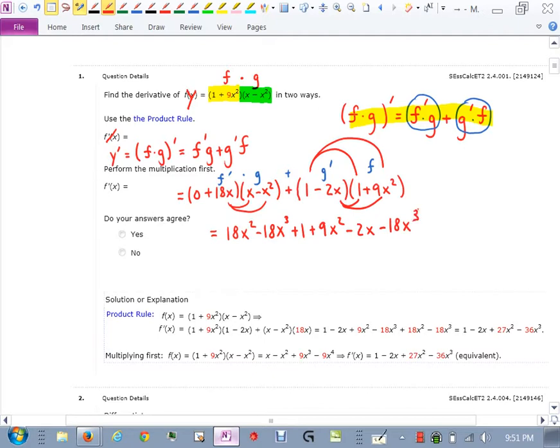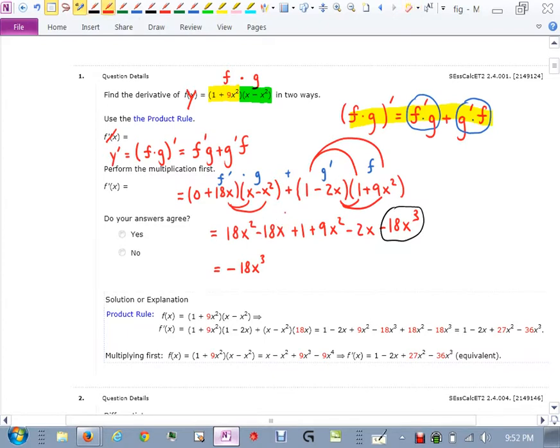18x cubed. And now I will try to collect any like terms together. Let me go highest power of x down. So let me get negative 18x cubed. And that takes care of my x cubed term. Now my x squareds, oh wait, hold up, oops. I had another one back here, missed that one.